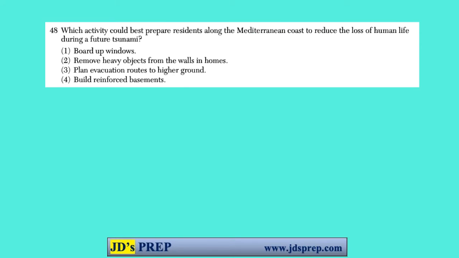And lastly, which activity could best prepare residents along the Mediterranean coast to reduce the loss of human life during a future tsunami? Make sure you understand what a tsunami is, and you should be able to see that the only thing that is really going to help reduce the loss of human life is if people have evacuation routes to higher ground in the event of a tsunami.